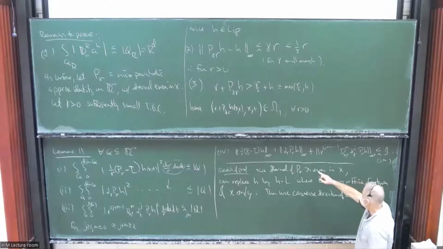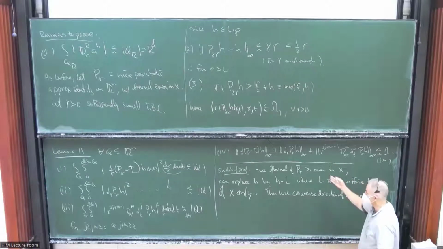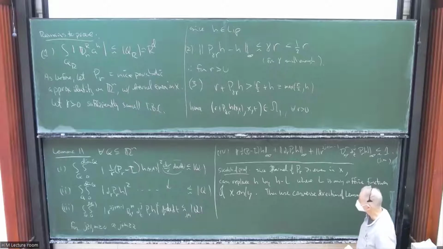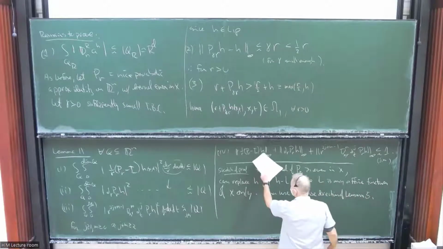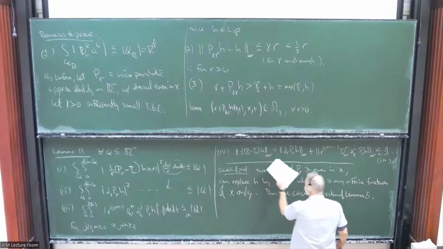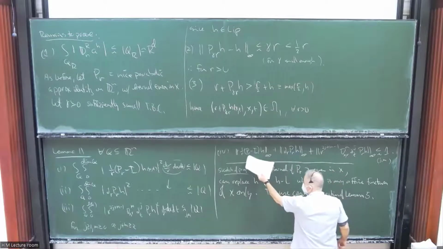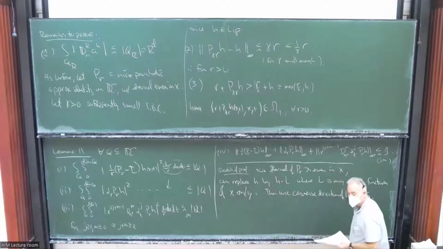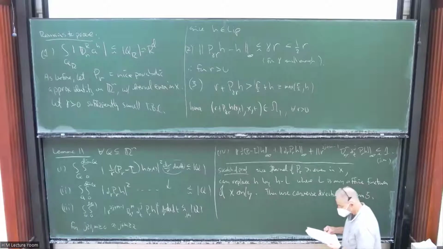These size estimates are even easier. It's just the parabolic Lipschitz property of H that lets you do that. And the fact that you can always replace H by H minus a constant, because you're always dealing with something that kills constants.